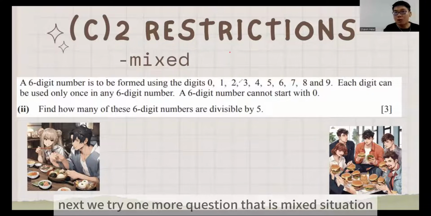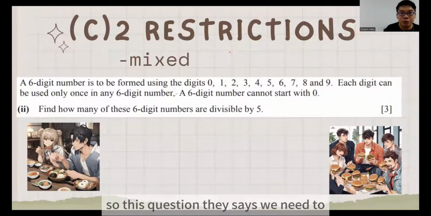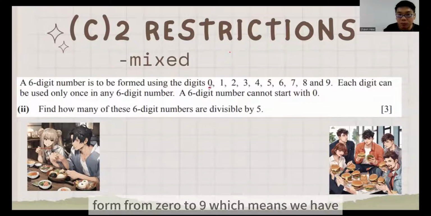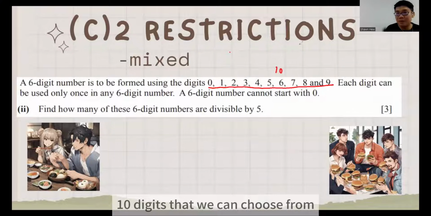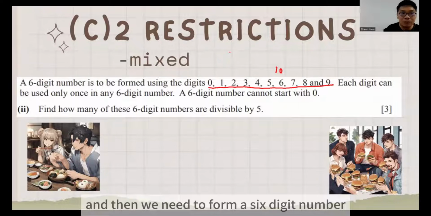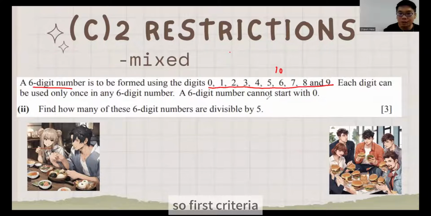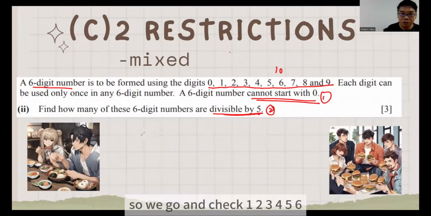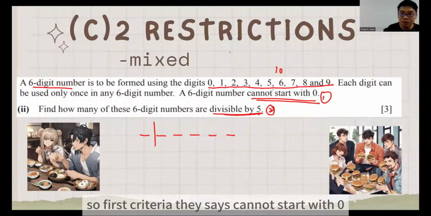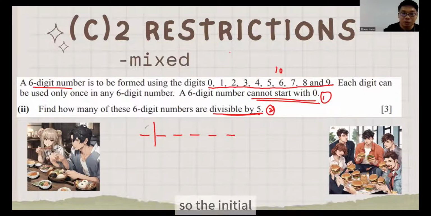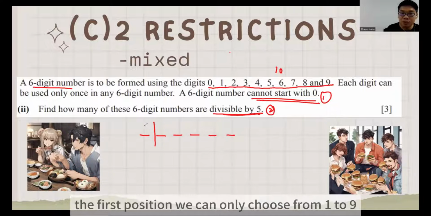Next, we try one more question that is a mixed situation. So this question, they say we need to form from 0 to 9, which means we have 10 digits that we can choose from. And then we need to form a 6-digit number. So first criteria, second criteria, 2 restrictions. So we go and check 1, 2, 3, 4, 5, 6. So first criteria, they say cannot start with 0. So the first position, we can only choose from 1 to 9.